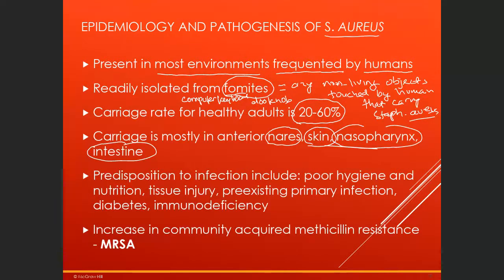The risk of infection is high, especially for someone with poor hygiene or nutrition, tissue injury, pre-existing infection, diabetes, and someone with immunodeficiency like AIDS patients. And its increased resistance against methicillin or penicillin is called MRSA.